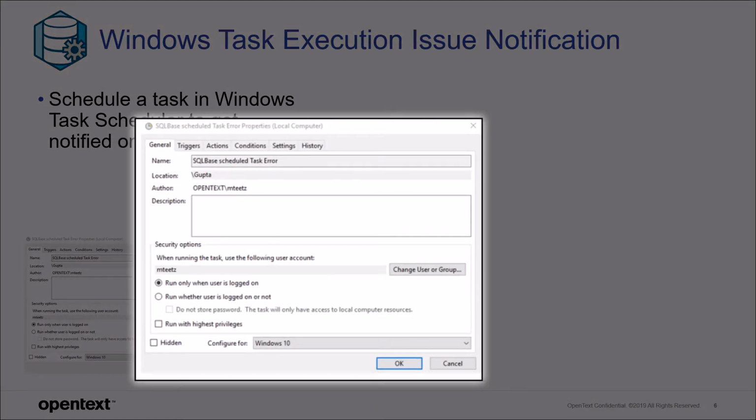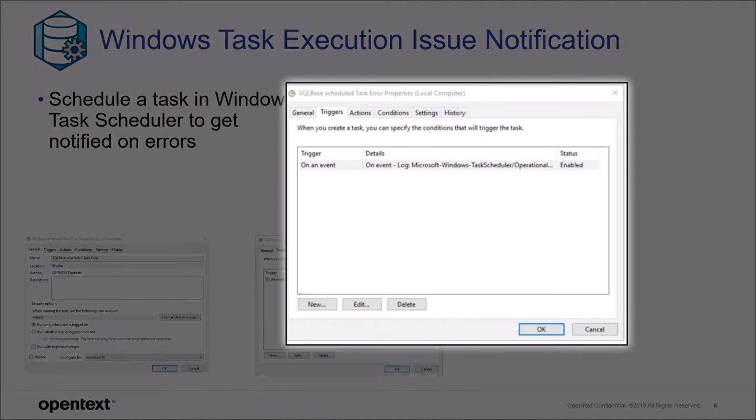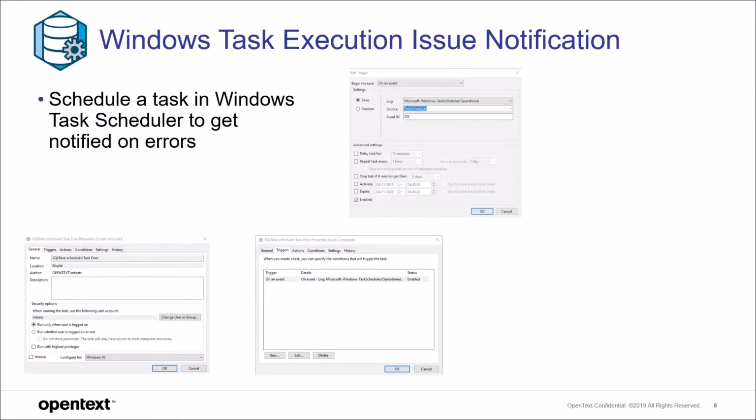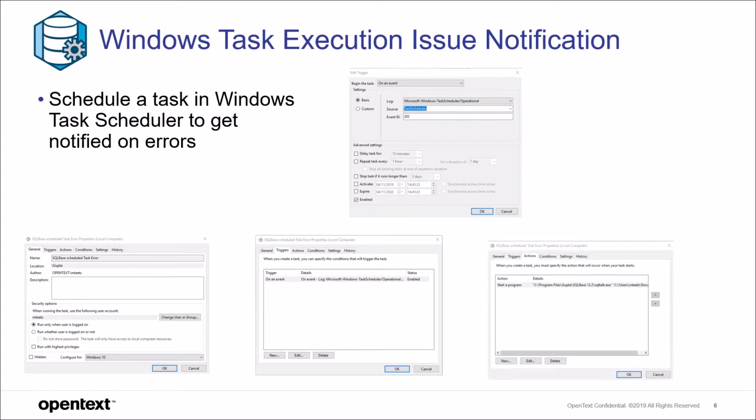So basically you open the Windows task scheduler and create a new task, give it a name, and then you create an on-event trigger, and that trigger is defined like that. You need to find out the right log to look for, so basically the Windows notifications log, so Microsoft Windows task scheduler / operational, and the source is task scheduler. Enter the event ID 202, which means the task failed to start, and then save this.